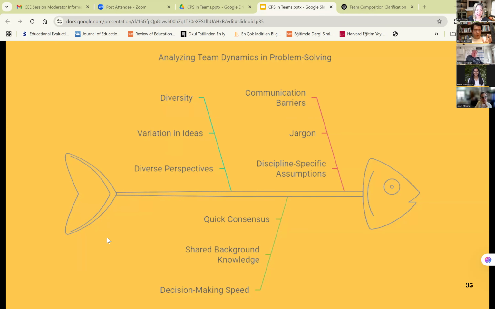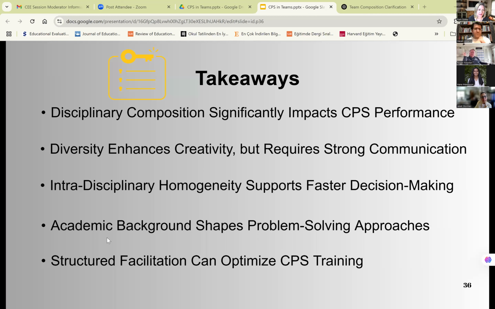Okay. Overall, working in a team, whether cross-disciplinary or interdisciplinary, has both advantages and disadvantages. So, what does this mean for real-world problem solving? Disciplinary composition significantly impacts the CPS performance. One of the most critical insights from this research is that social emotional skills play a crucial role in supporting CPS performance.